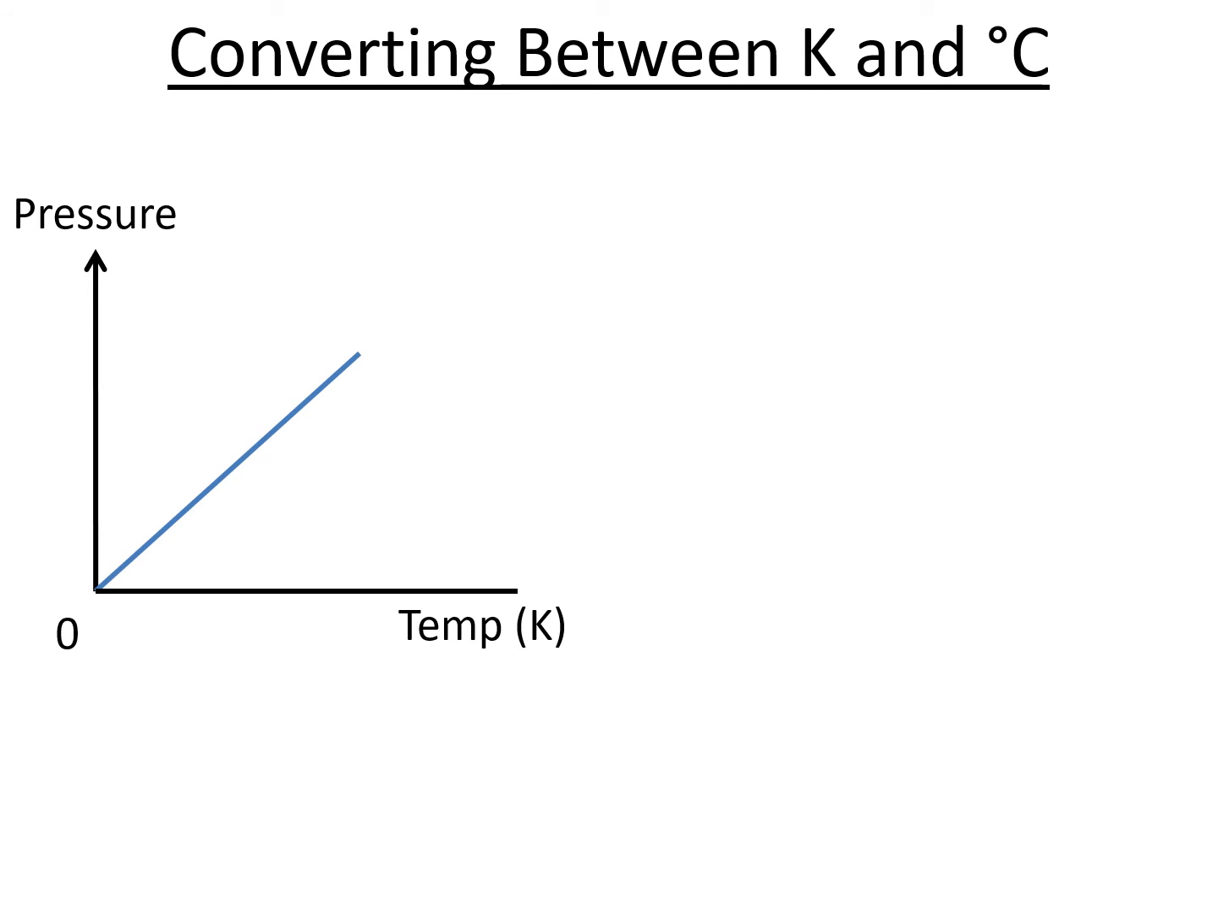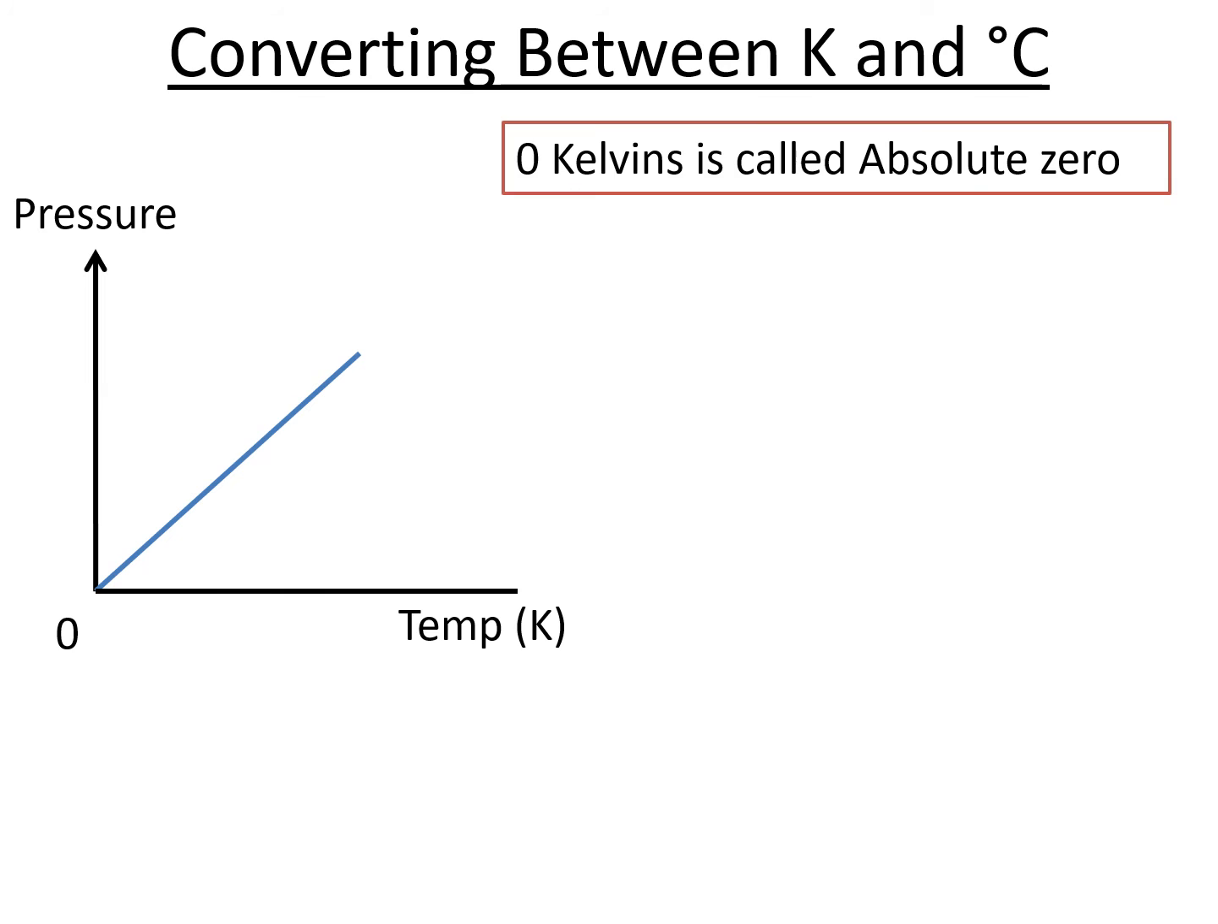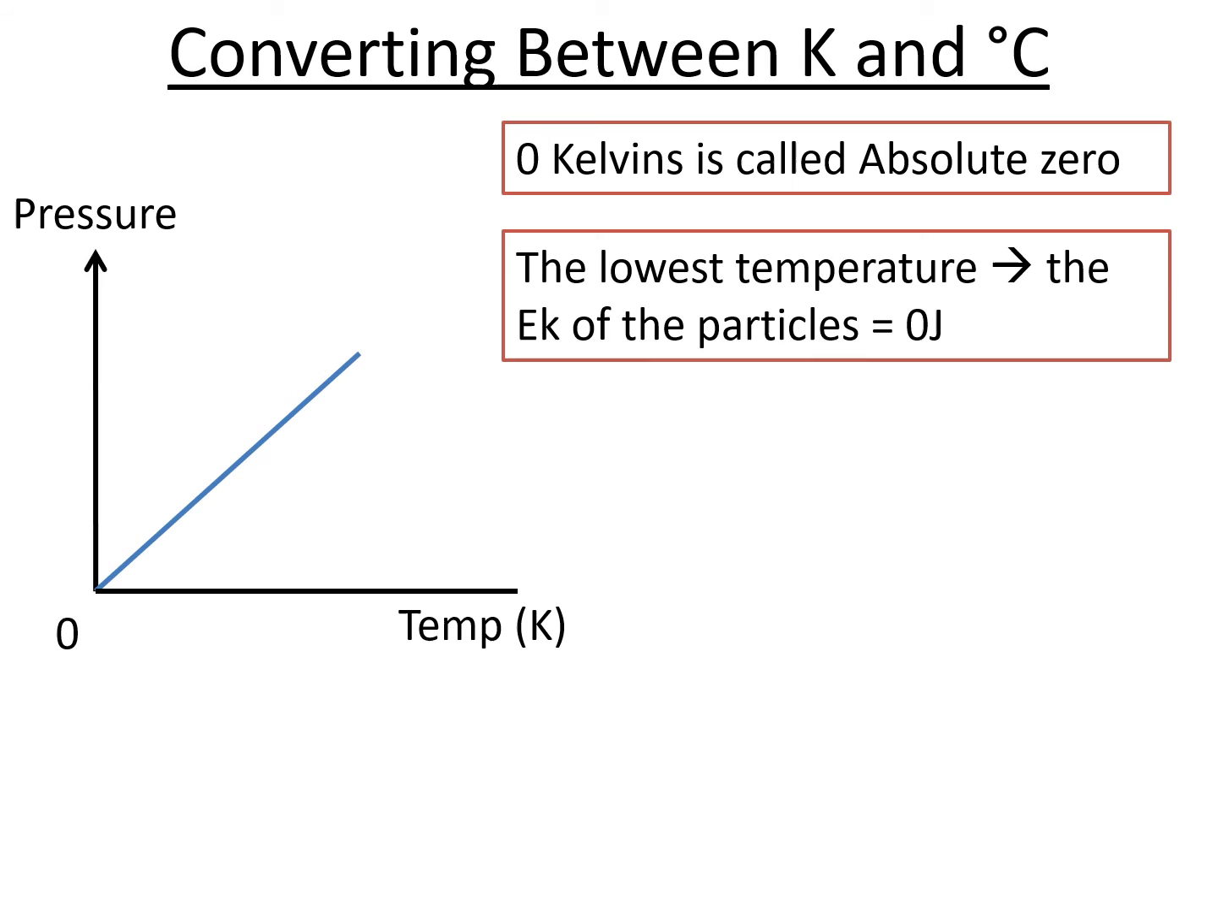Now, a few things about converting between kelvins and degrees Celsius. First of all, 0 kelvins is called absolute zero. And it's the lowest temperature we can reach because at 0 kelvins, the kinetic energy of the particles is 0 joules. And this is really important because remember, we had a definition for heat and temperature. Heat was how much energy it had. Temperature was the measure of the average kinetic energy of the particles. And literally at 0 kelvins, the average kinetic energy of the particles is 0. So therefore, you can imagine the particles aren't moving. It's a completely new state of matter.